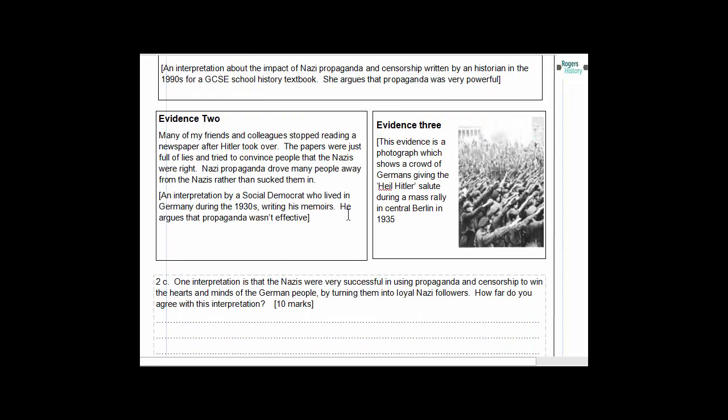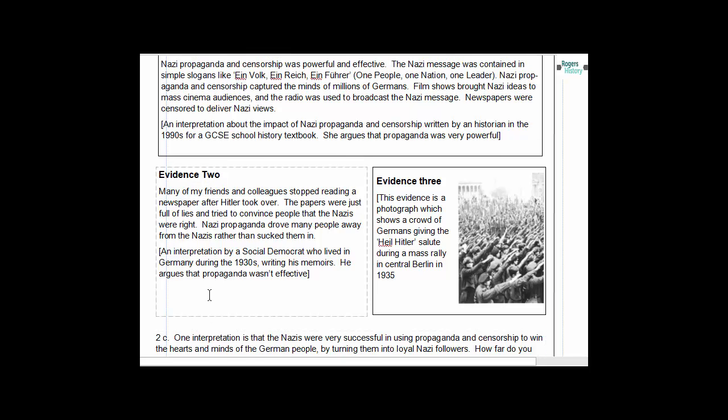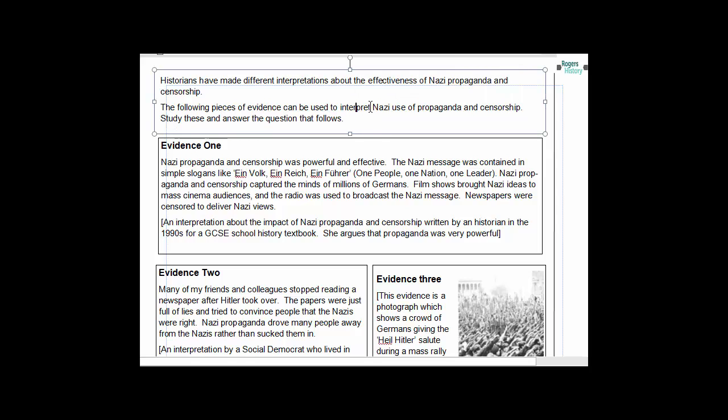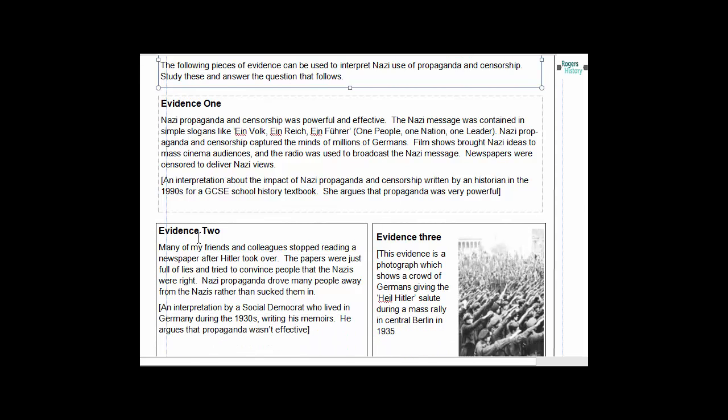Moving on to 2C, which starts off with: historians have made different interpretations about the effectiveness of Nazi propaganda and censorship. The following pieces of evidence can be used to interpret, which means come to an opinion, about Nazi use of propaganda and censorship. Study these and answer the questions that follow. In this one, you're going to get 3 pieces of evidence that you need to use to answer the question which is about to follow.